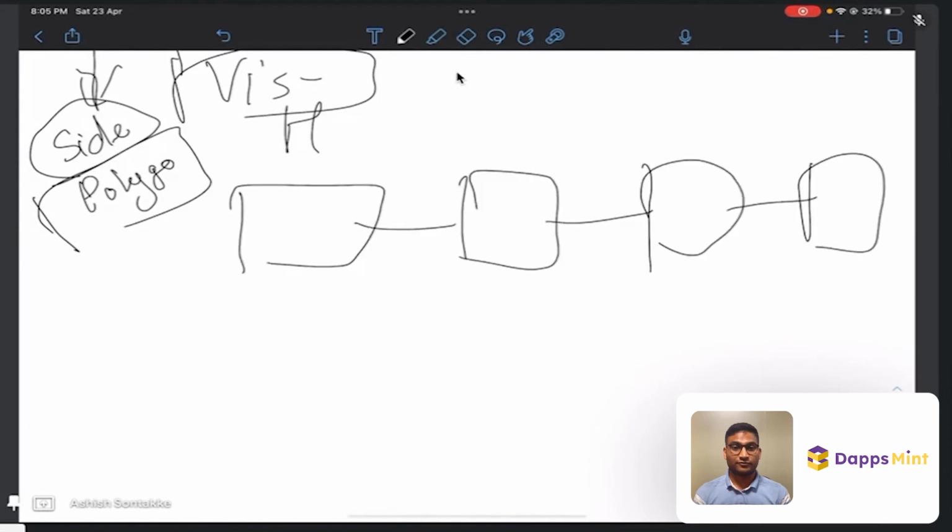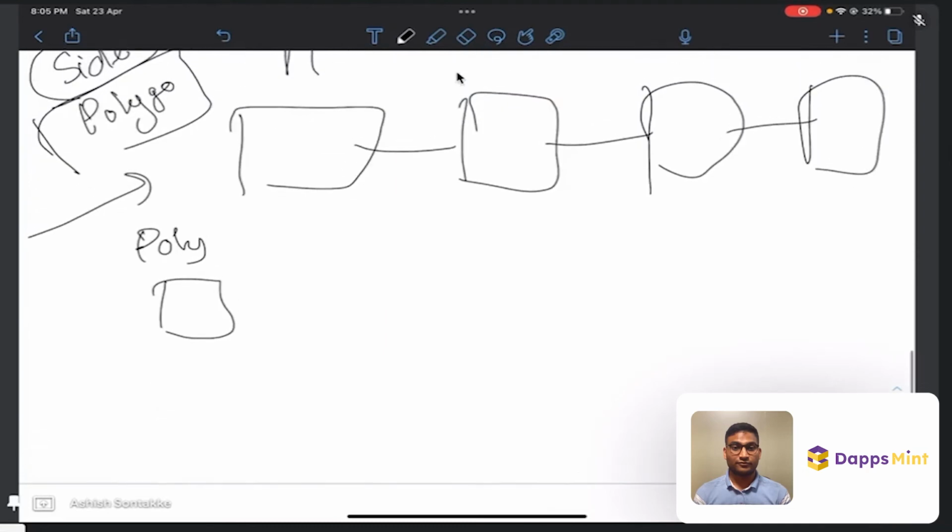Okay, and I have a side chain. So this is Polygon. Instead of sending transactions to Ethereum, people will send transactions to Polygon. Polygon will create a block and use this as a transaction and send this as one transaction to this.